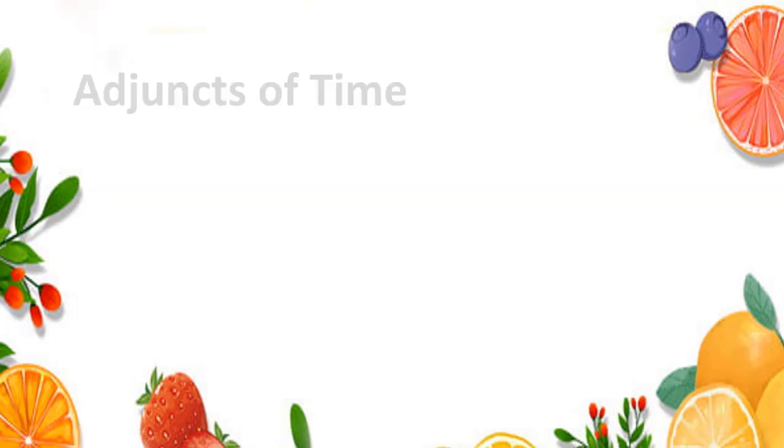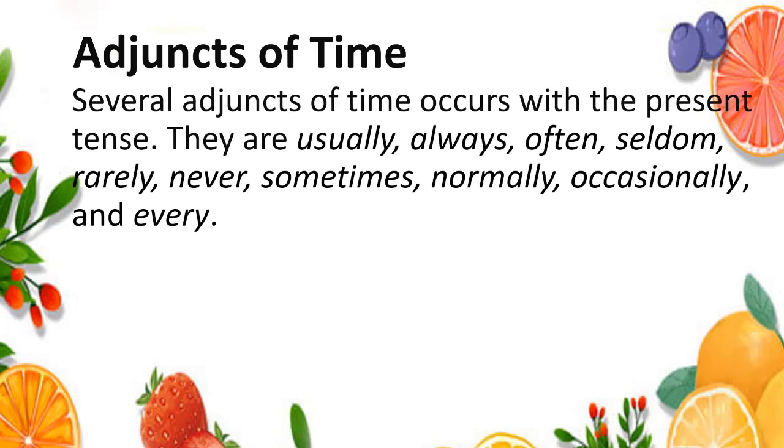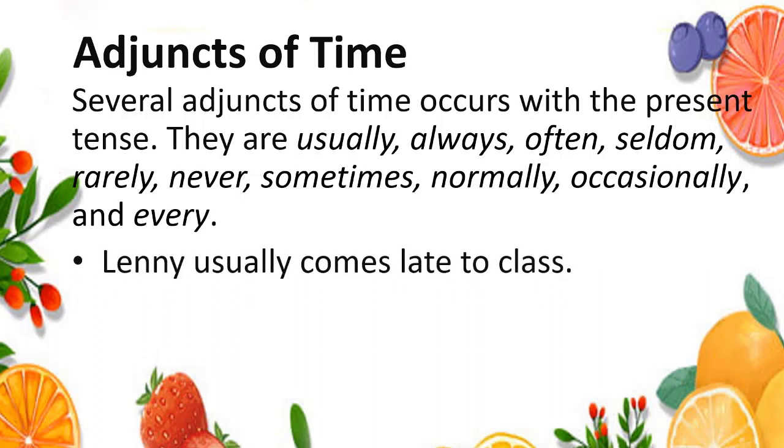You have adjuncts of time. In the present tense, several adjuncts can usually occur with the present tense. They are usually, always, often, seldom, rarely, never, sometimes, normally, occasionally, and every. They are often called adjuncts of frequency. They show the frequency of the action, and that it's a present habit or something which always happens or is fixed. Lenny usually comes late to class.